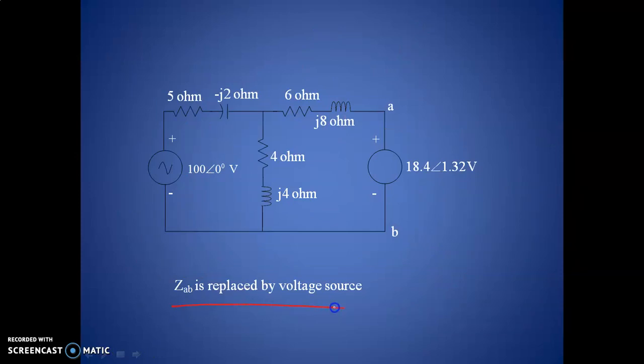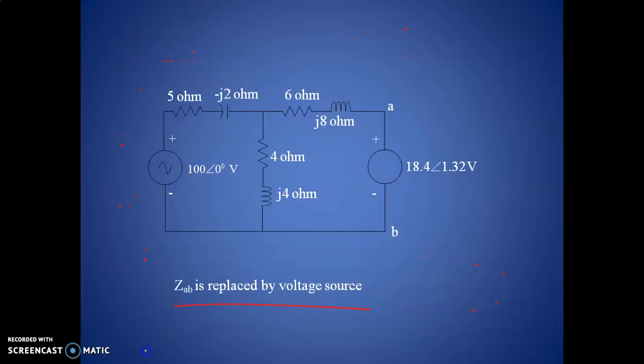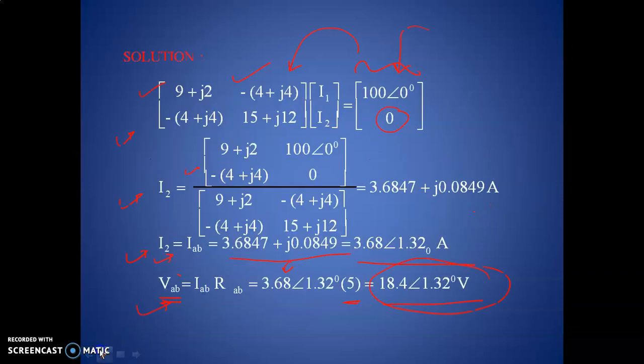Now we can also have ZAB replaced by a voltage source. We have calculated the voltage here. See this, VAB is 18.4 angle 1.32 degree volt. So it is 18.4 angle 1.32 volt. This is our complete solution of this substitution theorem, which is very useful and so easy to understand.